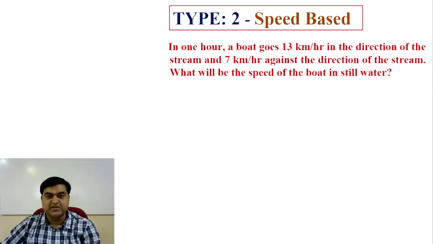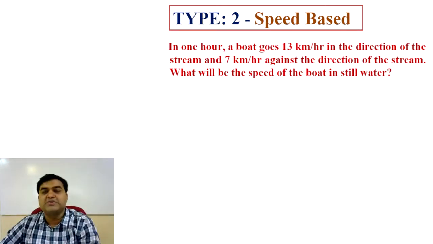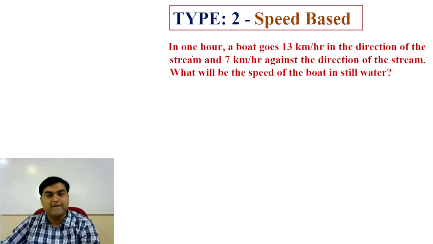Speed based, right? In this you have to find the speed of the boat or the speed in still water. In 1 hour a boat goes 13 kilometers in the direction of the stream. In the direction of the stream means this is downstream. And 7 kilometers per hour against the stream. Against the stream means against the direction of the stream, that means upstream.